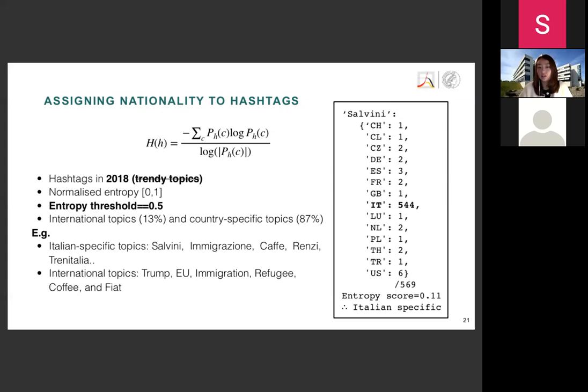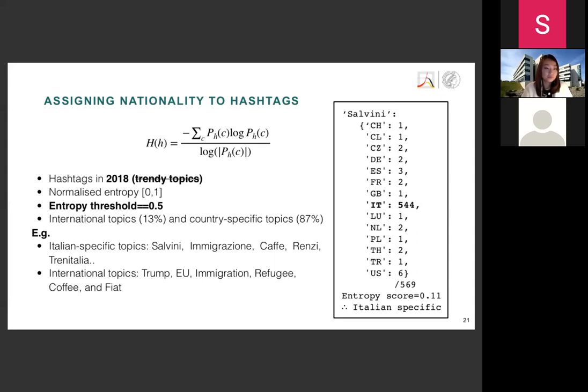So in this example of Salvini, as you can see, the country of natives that mostly spoke about this hashtag was Italy, and the entropy score for this Salvini hashtag was 0.11, which means that this was clearly identified as an Italian specific hashtag. Other than Salvini, we also identified hashtags such as immigrazione, caffè, Renzi, entra in Italia as Italian specific topics, and Trump, EU, immigration as international topics.